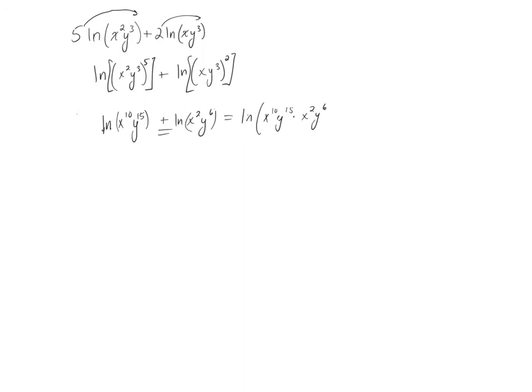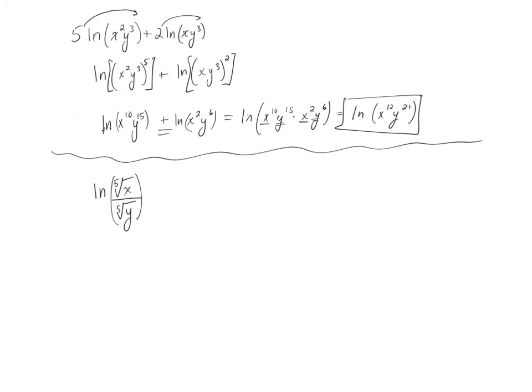And then of course we have some like bases here with the x's and the y's, and we can just condense those down into x to the 12th, with the x to the 10th and x squared, and then y to the 15th and 6th makes y to the 21st. So that would be your final answer there. Very common, typical homework type question, just applying the product and power rules for logs.